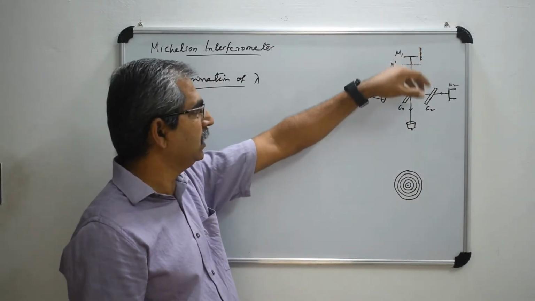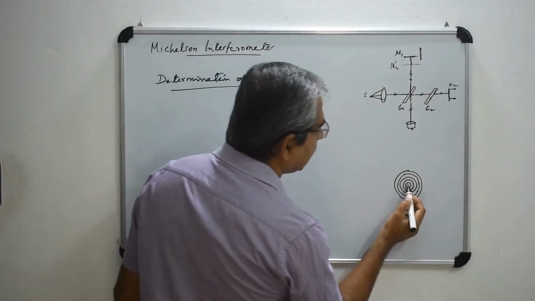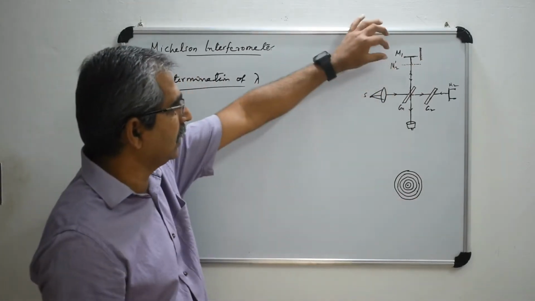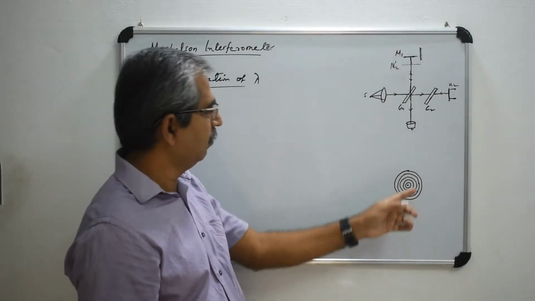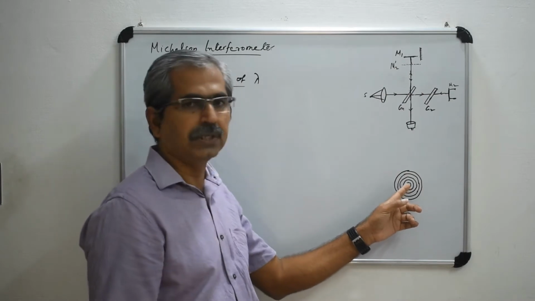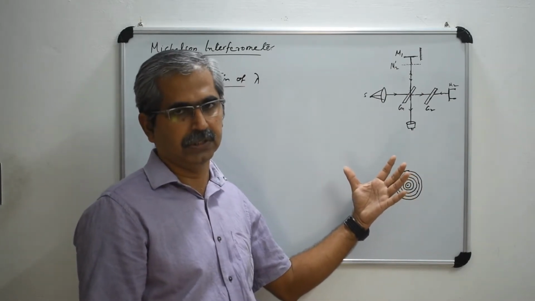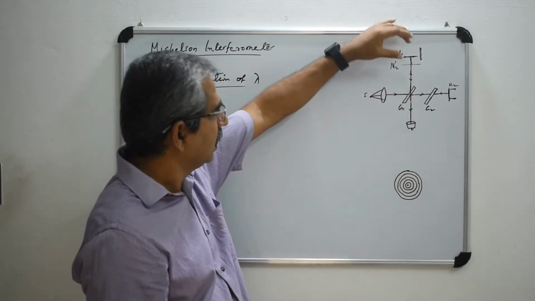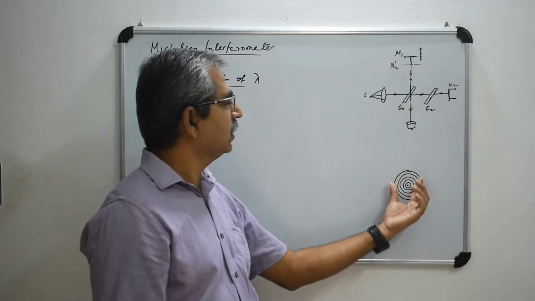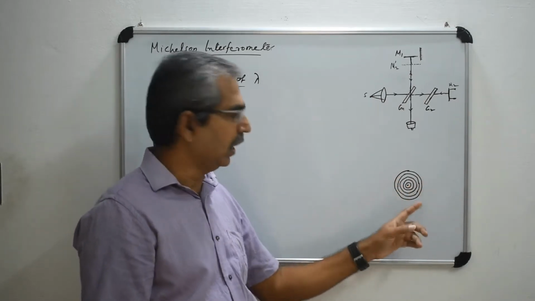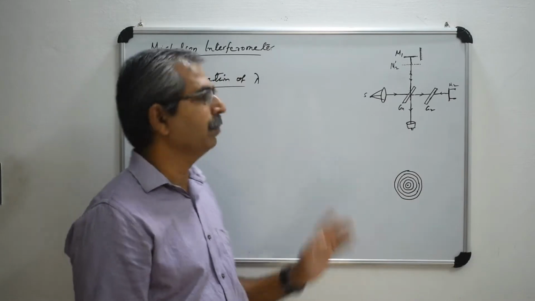By changing that, what is observed at the center is that if the distance between M1 and M2 dash is increasing, new rings will be formed at the center and the ring system will expand. And if you move M1 inward and the distance is decreasing, the ring system will contract and the rings will disappear at the center.